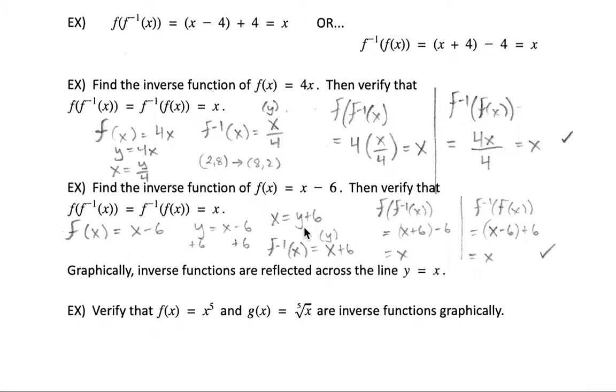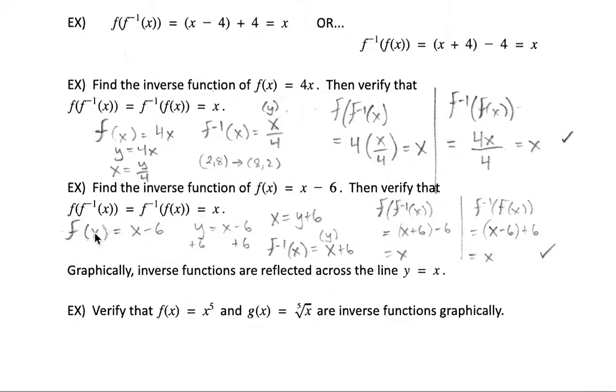One more time. You can pause the video, try it out on your own, or just follow along right now. Given our function x minus 6, what's the inverse function? Well, we could think, how do we undo subtract 6? We're going to add 6. Let's see if that's what we get.